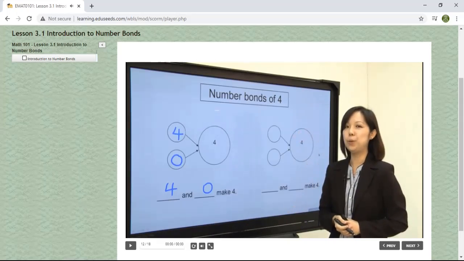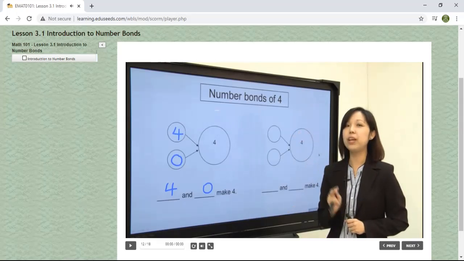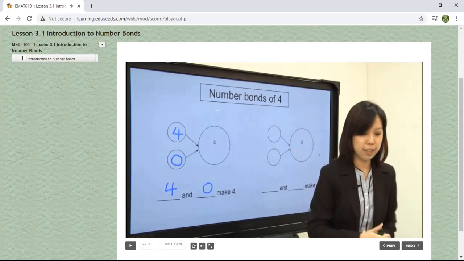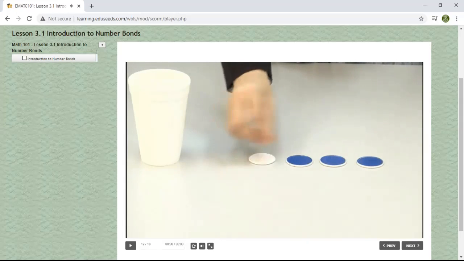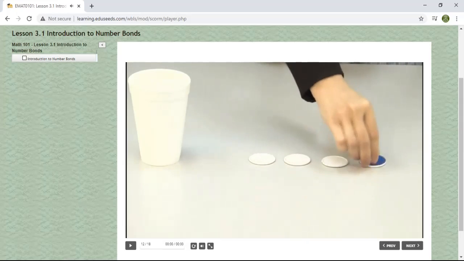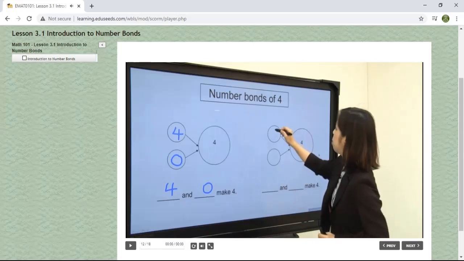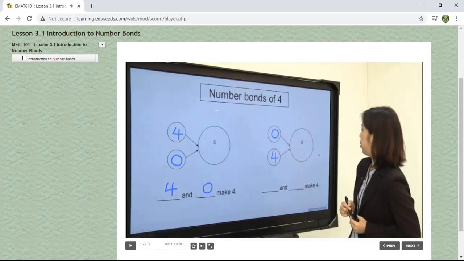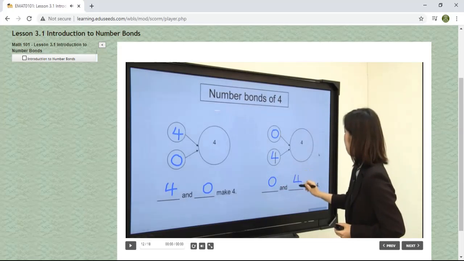Now finally, what is the last number bond that we are missing? We already have 2 and 2 make 4, 3 and 1 make 4, 4 and 0 make 4. Now look at the counters again. Right now I have all 4 blue. What if I turn them all to white? Now I will have 0 blue counters and 4 white counters. 0 and 4 also gives me 4. Okay, and let's fill the last part up. 0 and 4 make 4.